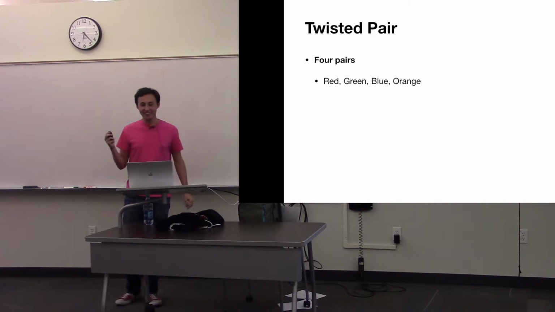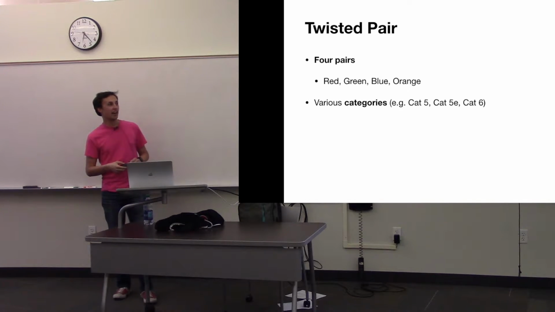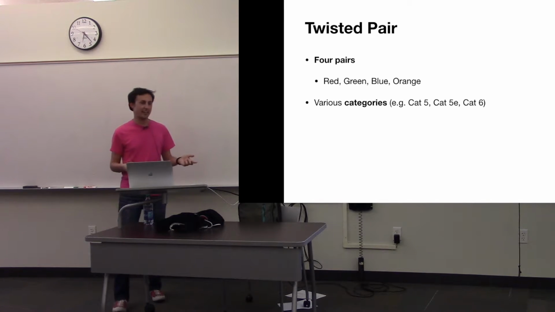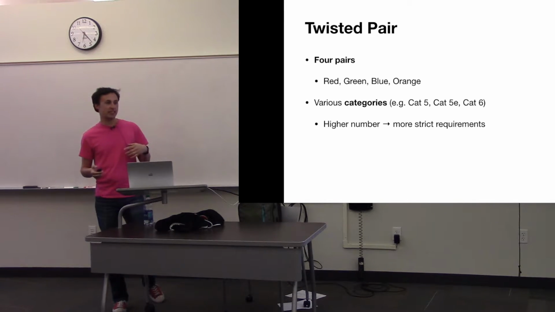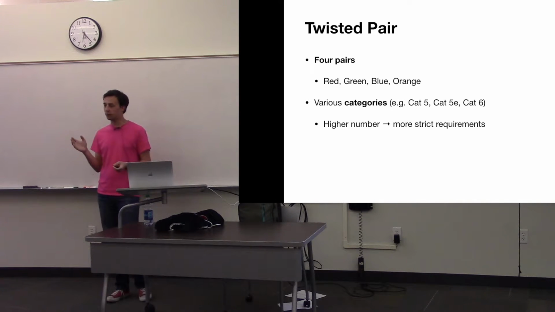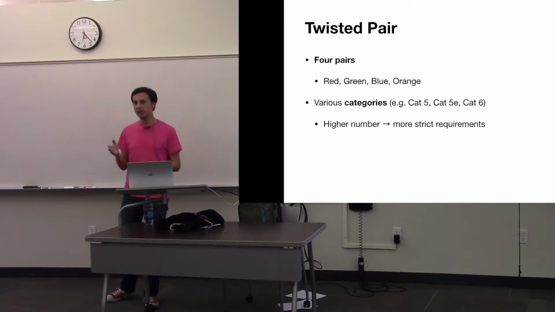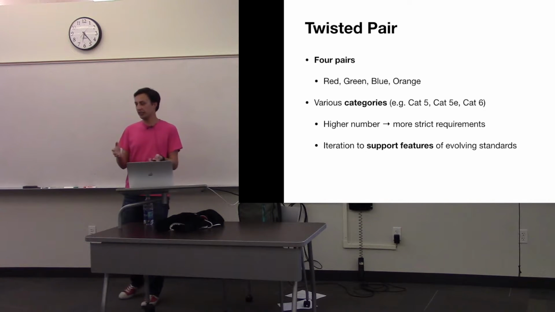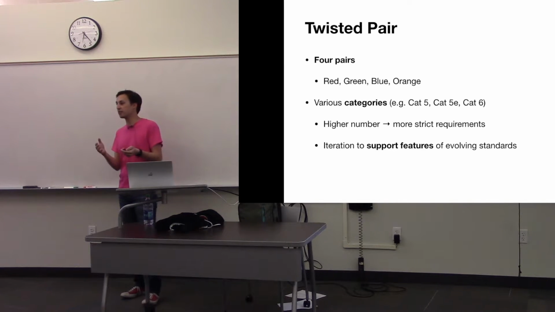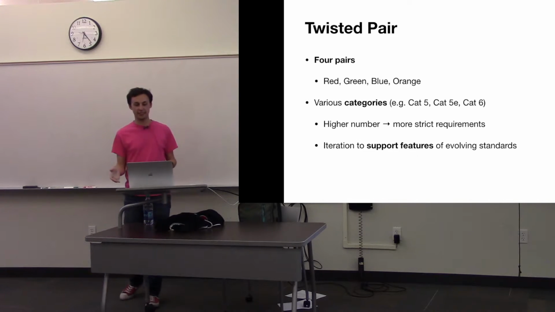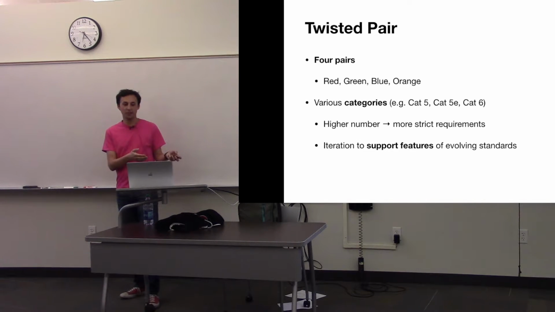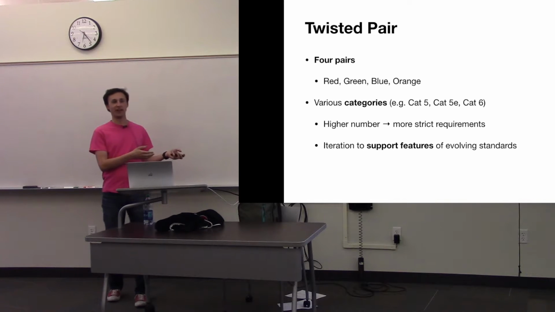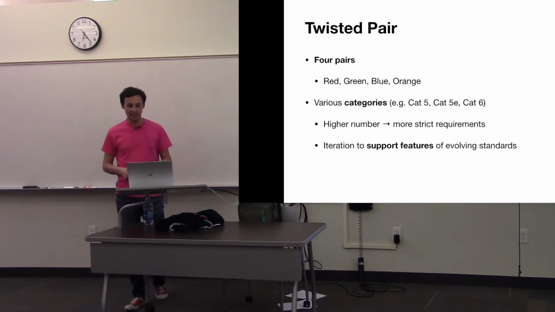And there are various categories of twisted pair cable. You typically hear of them as like Cat5, Cat5e, Cat6. The higher number means that it's like a later iteration that has more strict requirements for what kinds of signals can be propagated for how long, how quickly. The iteration was to support features of the evolving standards. So the manufacturing techniques available when twisted pair was first introduced weren't necessarily quite there, or even the data processing techniques weren't there to handle higher signaling rates. So they just made it good enough for what they needed. And then later, when we had gigabit Ethernet, they were like, oh, well, we need better cables. And so that's the higher categories.